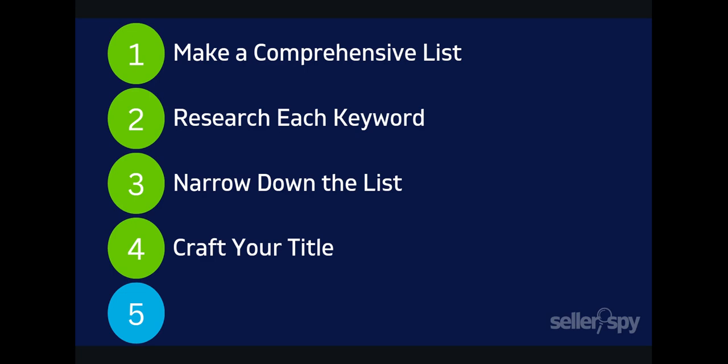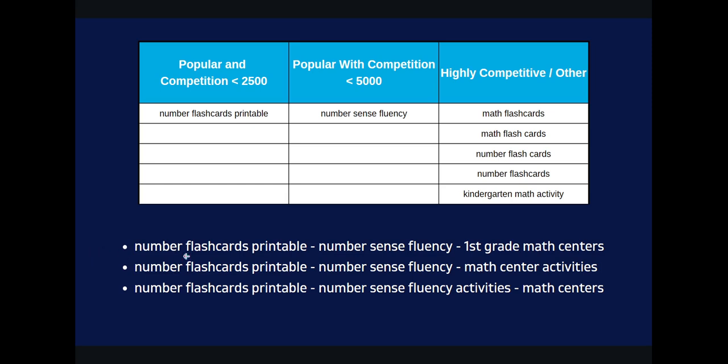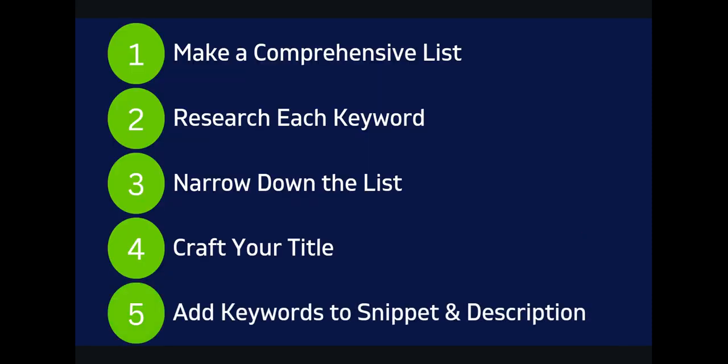Next, we're going to craft our title. We're going to craft our title using keywords from the first 2 columns. So here's an example of what I put together for the math flashcard product. I put together a few different titles that we could play around with, really using mainly these 2 and then mixing in some other relevant terms, math, centers, activities, that kind of stuff. Using as many of the 80 characters as I can without keyword stuffing. And lastly, we're going to add those same keywords to our snippet and description, okay?